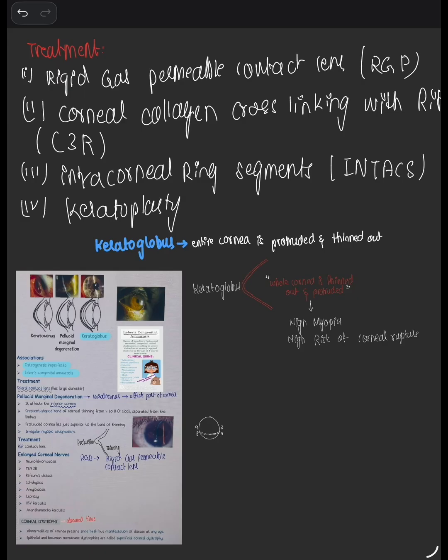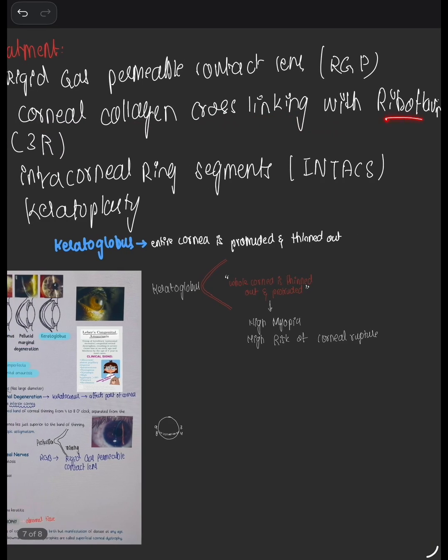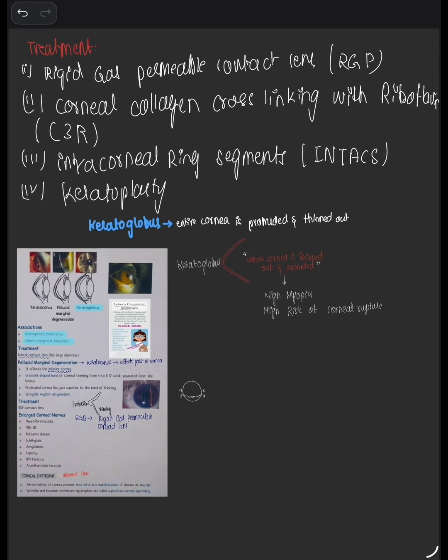Then we can use the C3R technique, which is the corneal collagen cross-linking with the riboflavin. In this, the riboflavin is cross-linked with the corneal collagen, which helps to flatten the cornea, and in this way the contact lens can stay on the cornea.